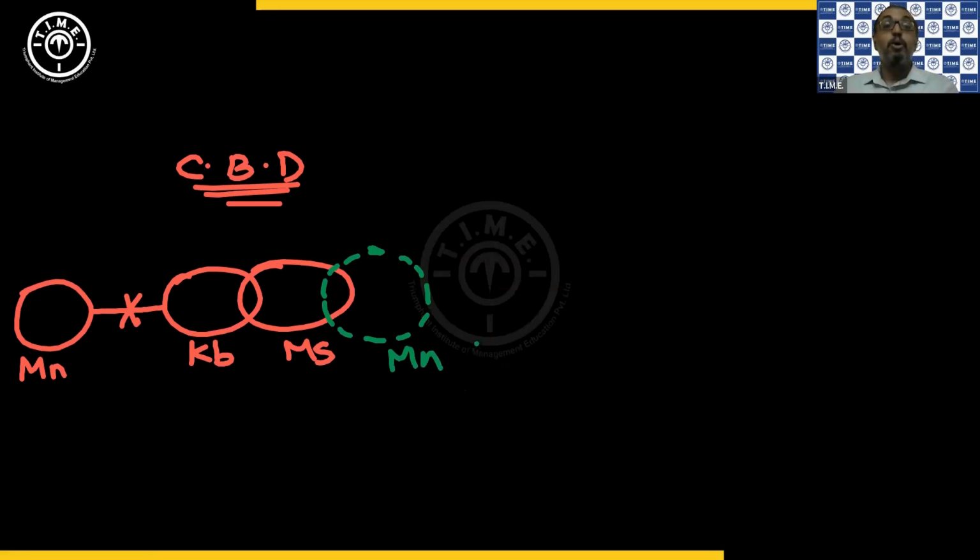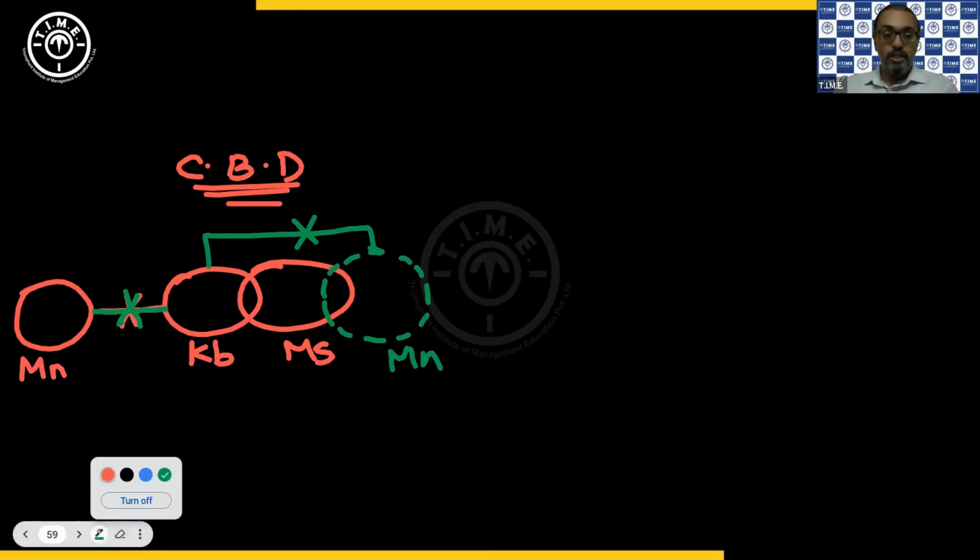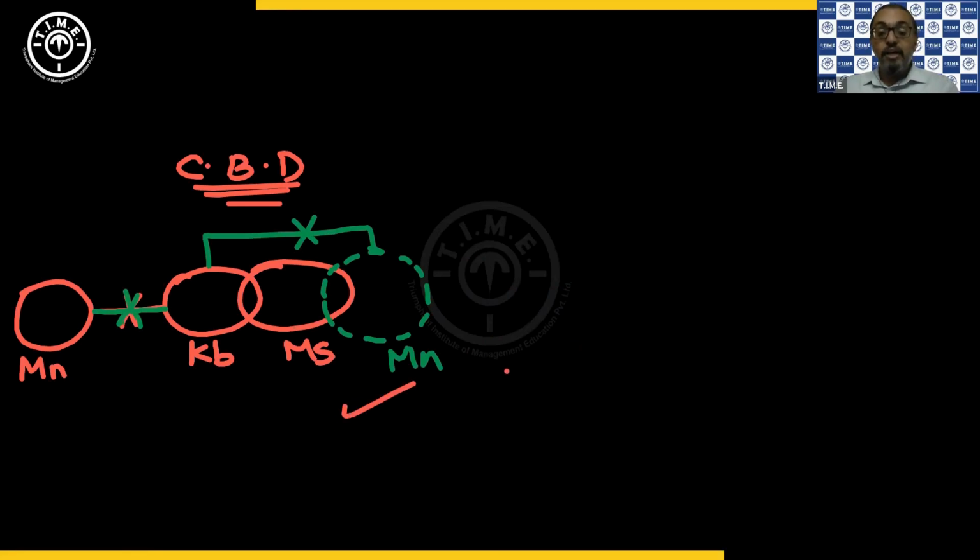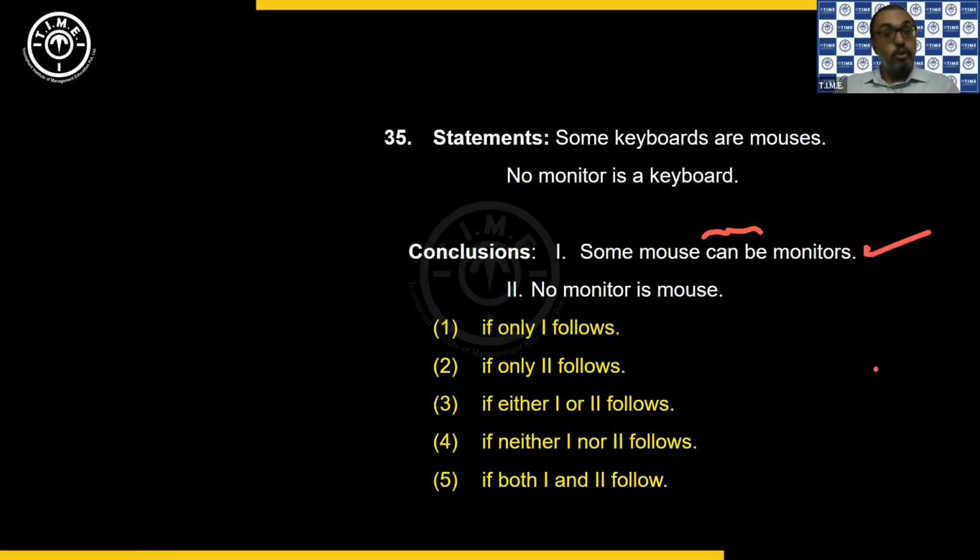Because what was my original relation? My original relation is no monitor is a keyboard. Is that still satisfying? Yes, it is still satisfying. There is no overlap between monitor and keyboard. So because I am able to maintain my original relation, it is definitely possible. So can be, yes, it definitely can be possible. Understanding the point here? Okay, yeah.